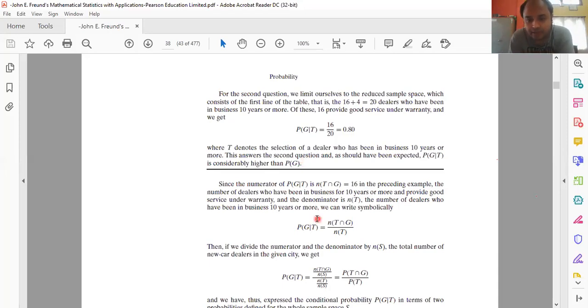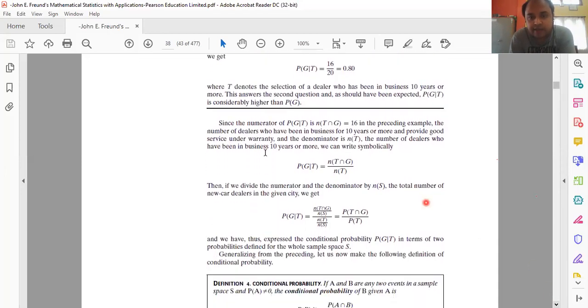Okay. Now, this particular part, I'm reading it out for you. It is very important for understanding. So I'm just reading it out. Since the numerator of probability of G given T, we shall read this as capital G given capital T. What does it mean? I want to find the probability of the event capital G given that capital T has already happened. So since the numerator of probability of capital G given T is n of T intersection G, which is 16. T intersection G means T and G are happening together.